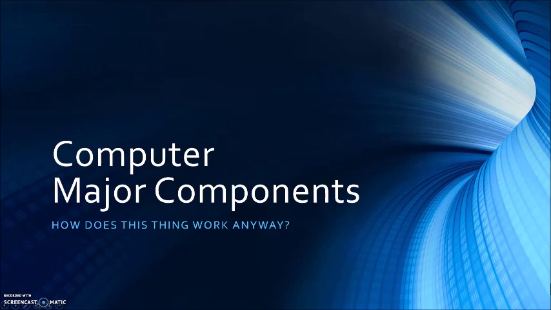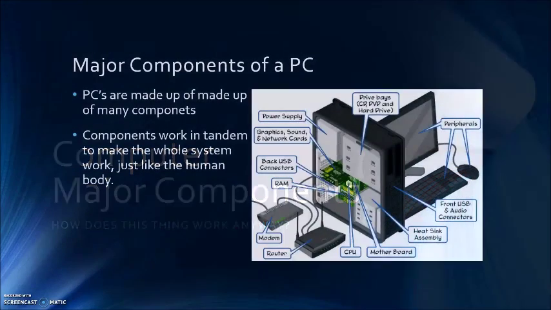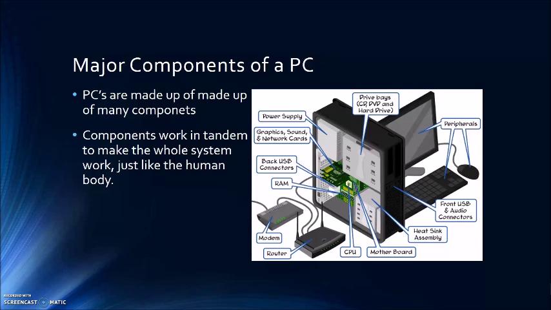Today I'm going to be going over the major components that make up a computer system. Or, how does this thing work anyway? The major components of a computer system all work together to make the computer system operate like it's supposed to. There's internal components and external components.